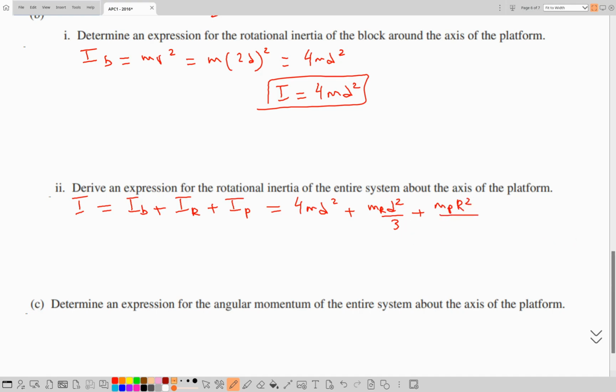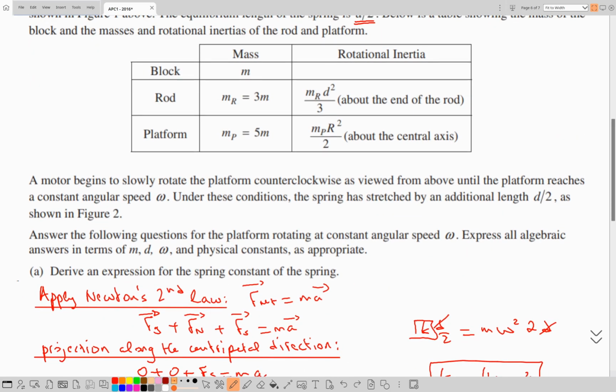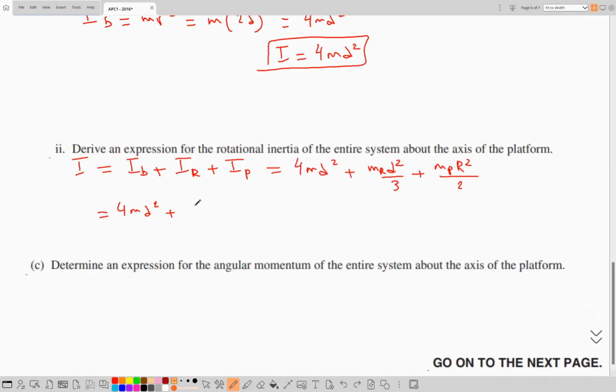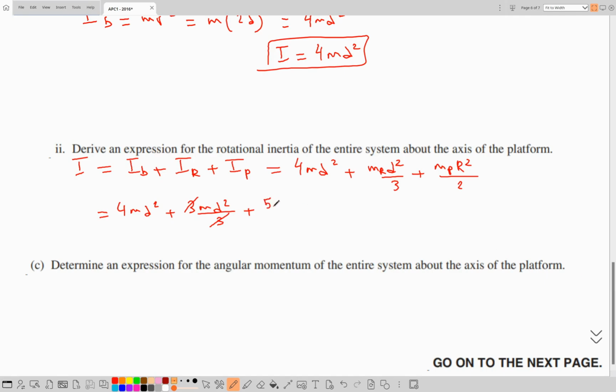So I think over 2. Now that would be 4md square. Now the mass of the rod is given by 3m. Now the 3 with 3 would cancel, plus the mass P is given by 5, I think, yes. And R is given by the double of d to the power of 2 divided by 2.